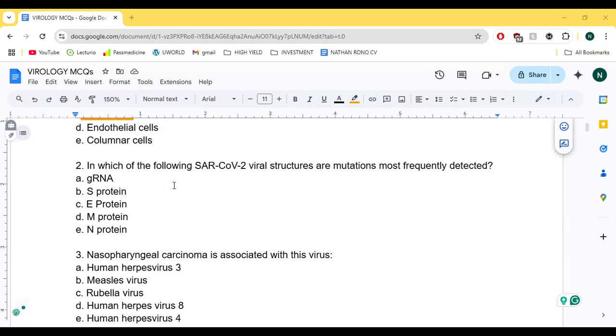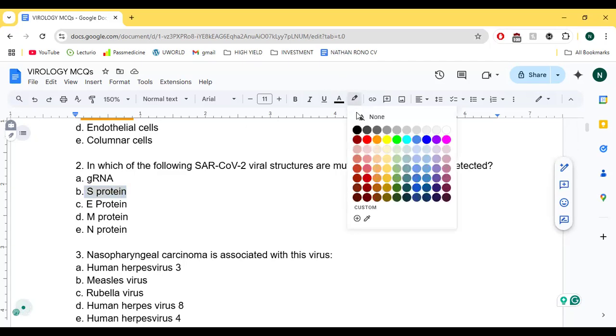Number two. In which of the following SARS-CoV-2 viral structures are mutations most frequently detected? Answers? I'm expecting three answers. B, good. So everyone got this.